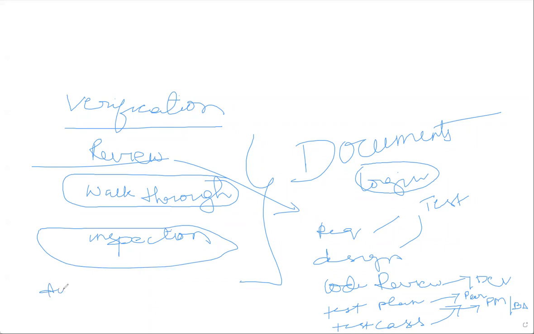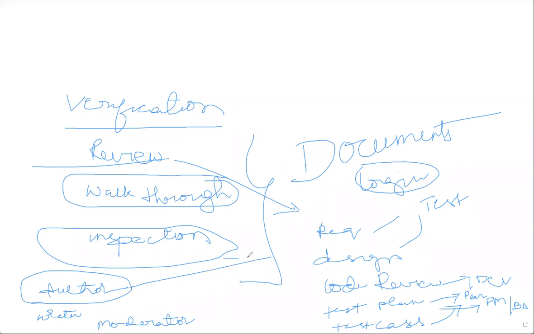The author, the writer, and the moderator. The author is whoever created the document. He will explain the document to the whole team, what he wrote about the functionality or the requirement specification.